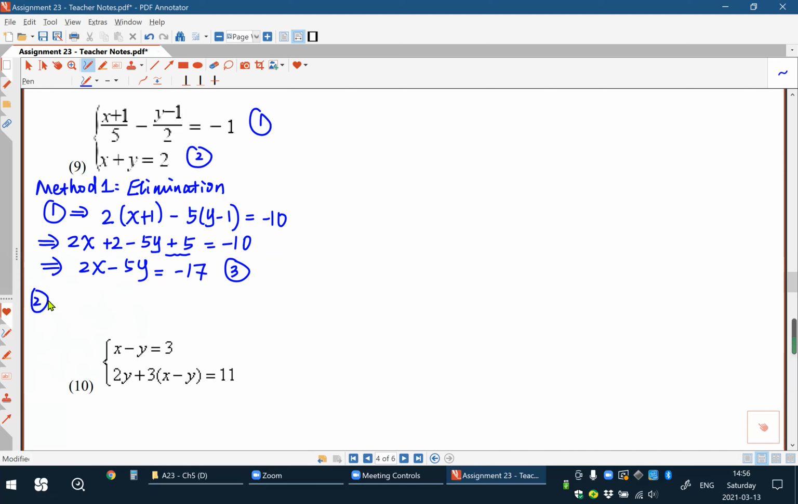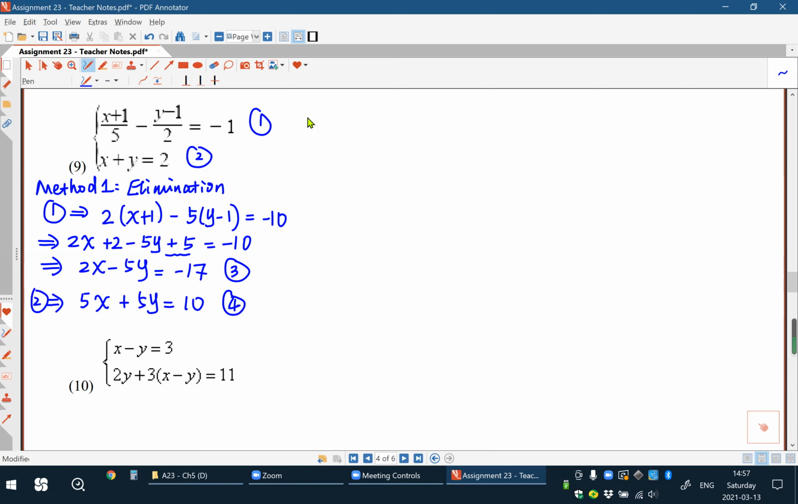And let's simplify this. 2x plus 2 minus 5y plus 5, right? Again, pay attention to the sign here. This is a plus 5, not minus 5, right? Okay, so 2x minus 5y equals minus 17, right? Okay, so let's call this number 3. And from number 2, this time let's eliminate y. To eliminate y, we need to times 5 to both sides of the equation, right? That means 5x plus 5y equals 10. So let's call this 4.